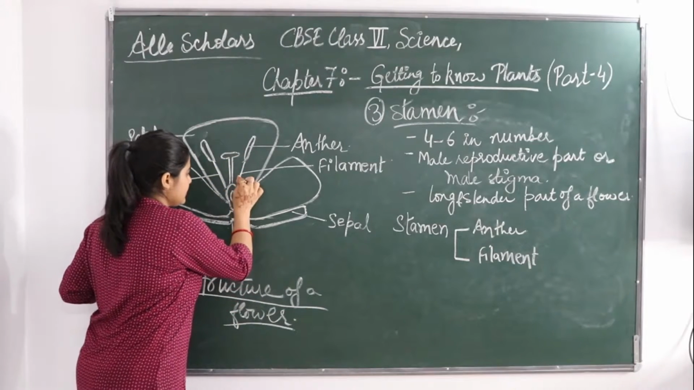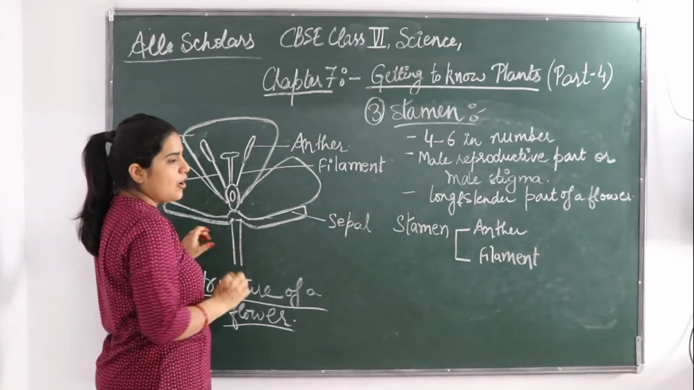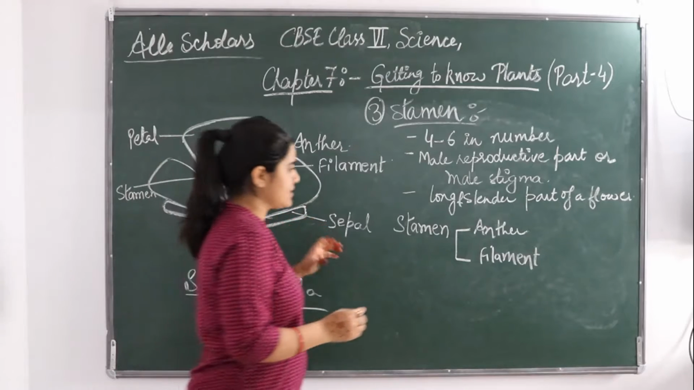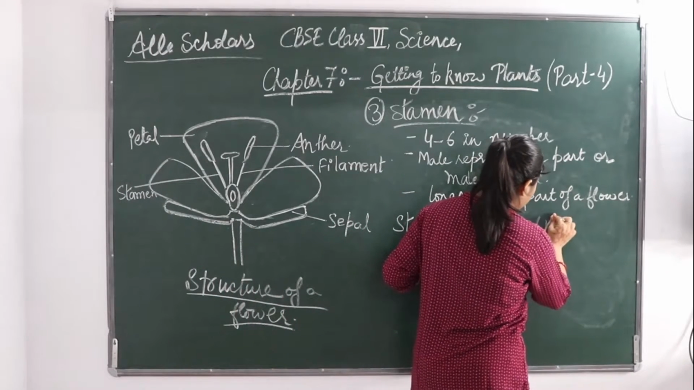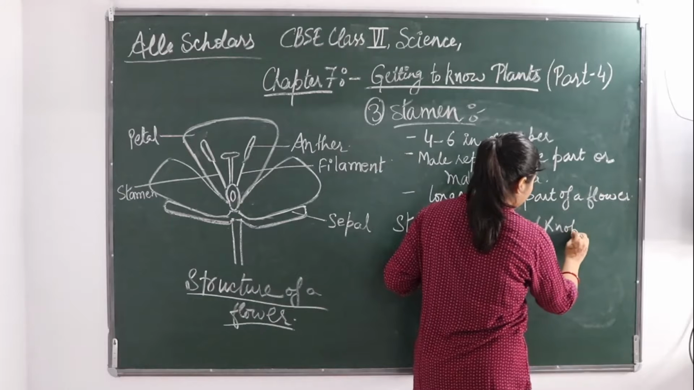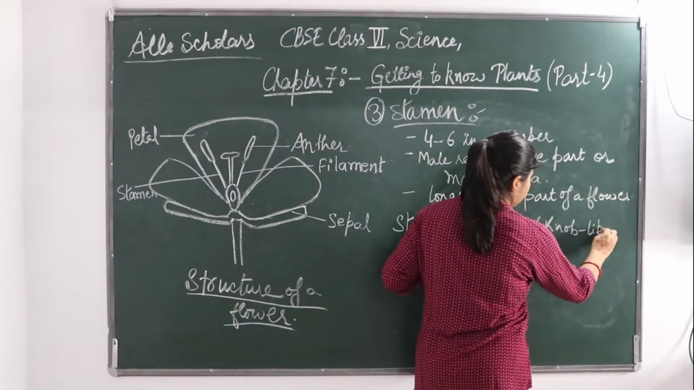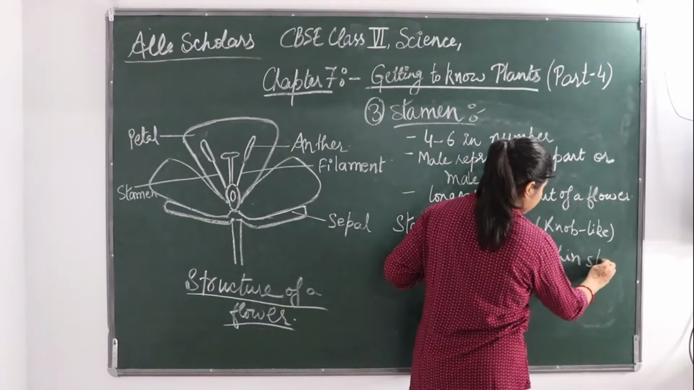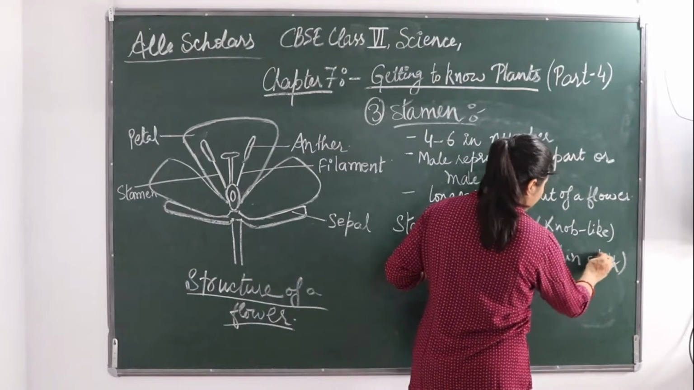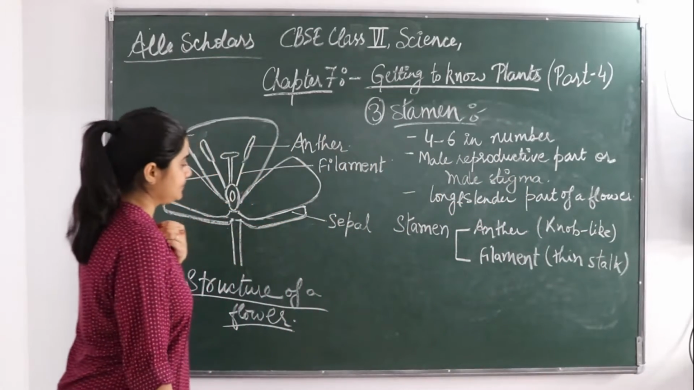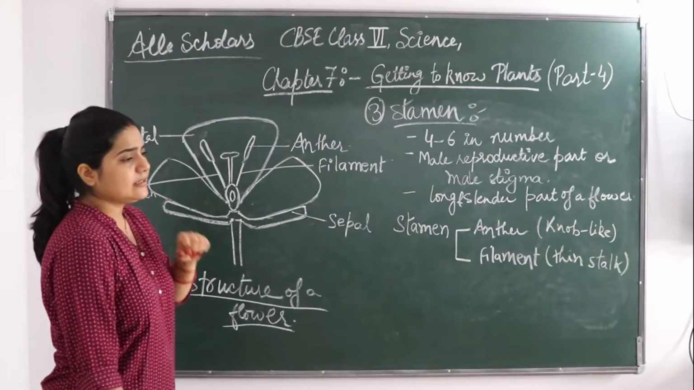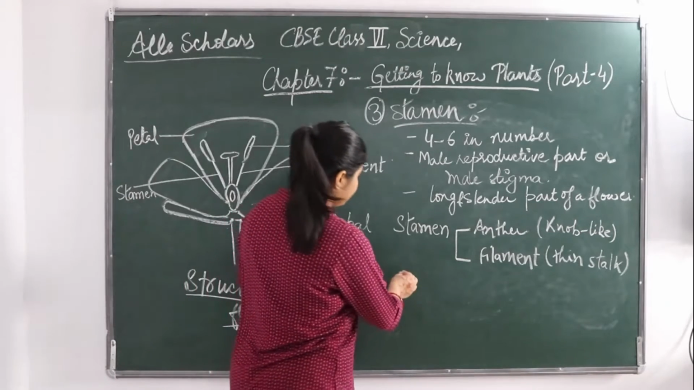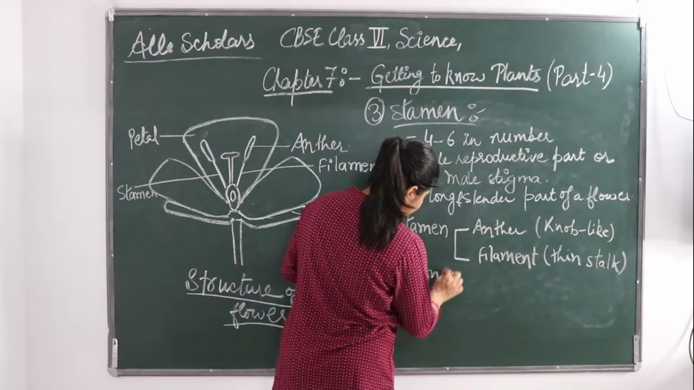You can see this long, thin stalk-like part, and the anther is round in shape, like a knob. So the anther is knob-like and the filament is a thin stalk. Okay, and this anther contains a powdery substance that is called the pollen grains.